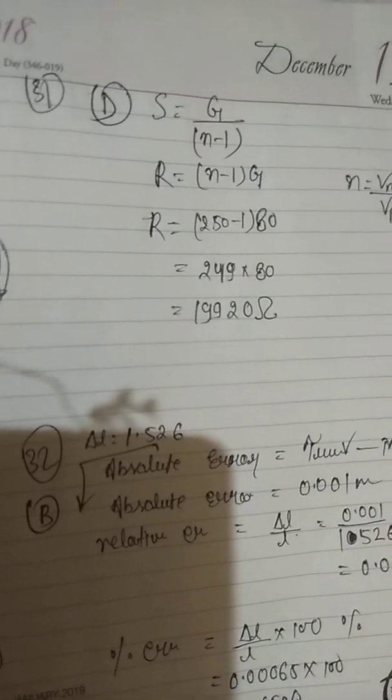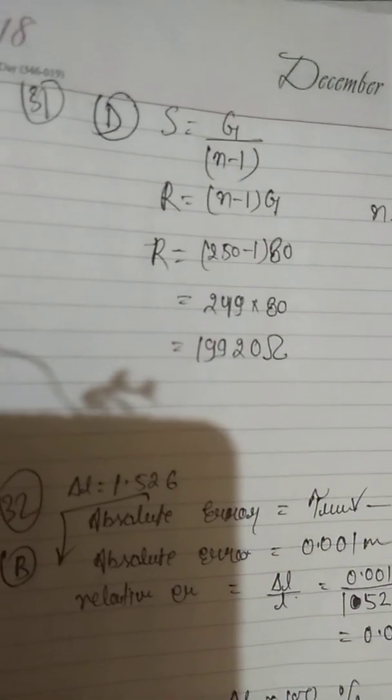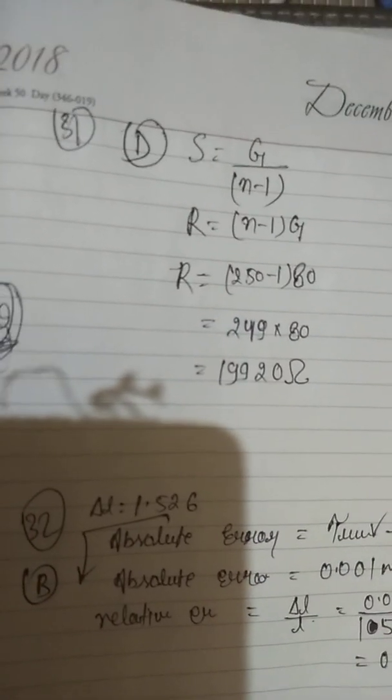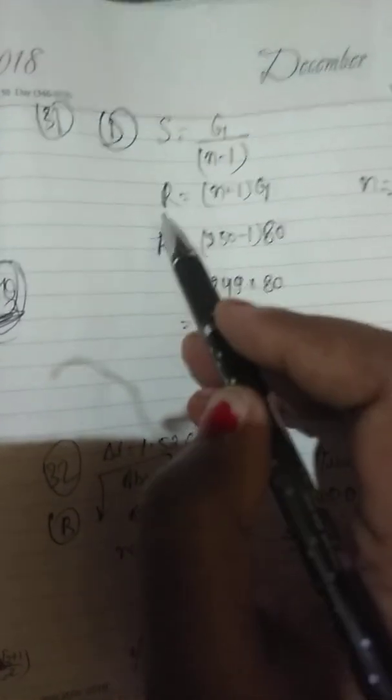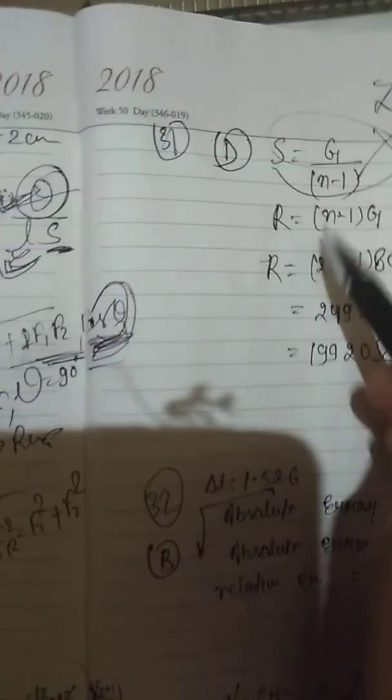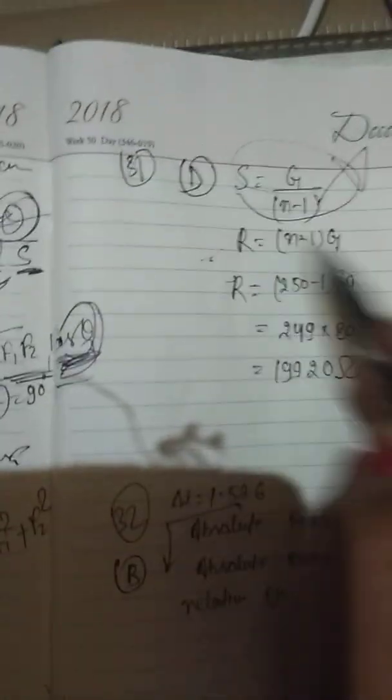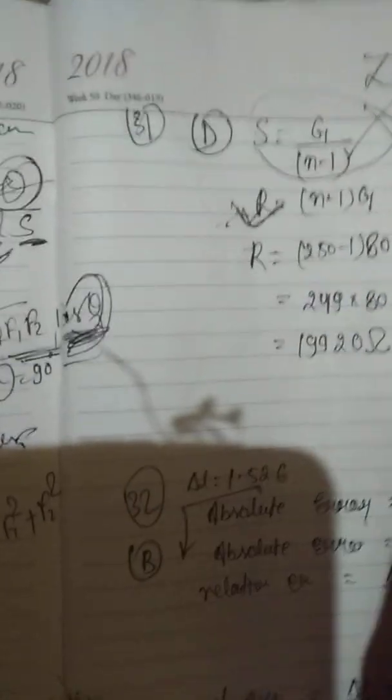Come on, come to the next question. Question number 31. A galvanometer has a resistance of 80 ohm and deflects full scale for a potential of 20 mV across it. How large a series resistance is required to convert it to a 5 volt voltmeter? S is equal to G upon n minus 1, but we do not need to use this because we need the relation with R, resistance. So we will use this relation.